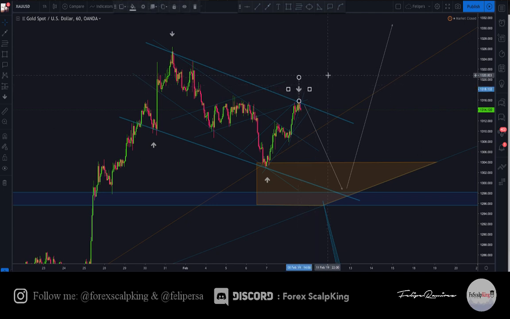Once again, guys, this is gold, an interesting market setup for the week coming up. I'd like to catch some short positions. I am a scalper. I am scalp king, and I want to get this. These are valuable pips, especially in gold.